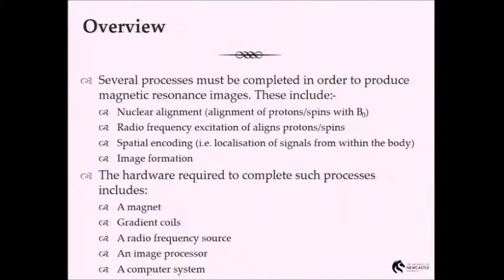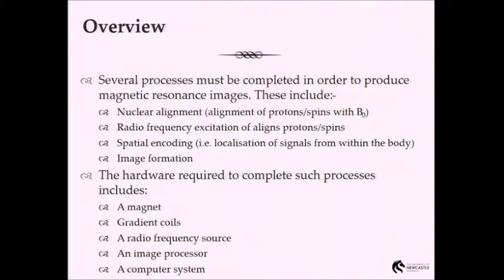So we've spoken before about what's required to create images. We need alignment of protons or spins with the main magnetic field. We need to transmit radio frequency excitation pulses to align spins to put them into the transverse plane. What we haven't spoken so much about is spatial encoding. I mentioned it a little bit yesterday.